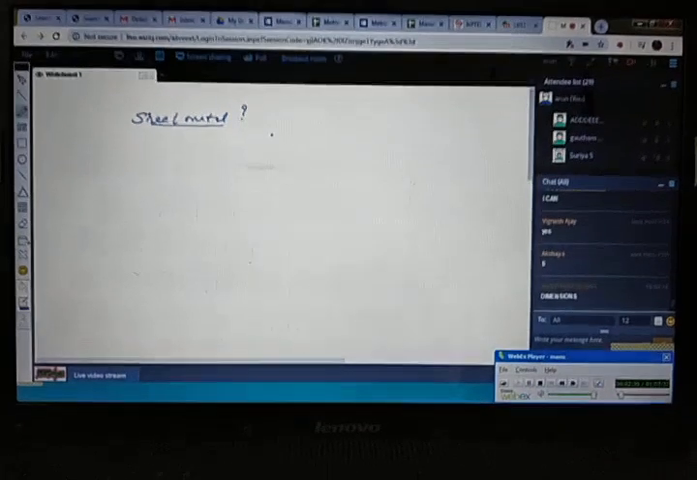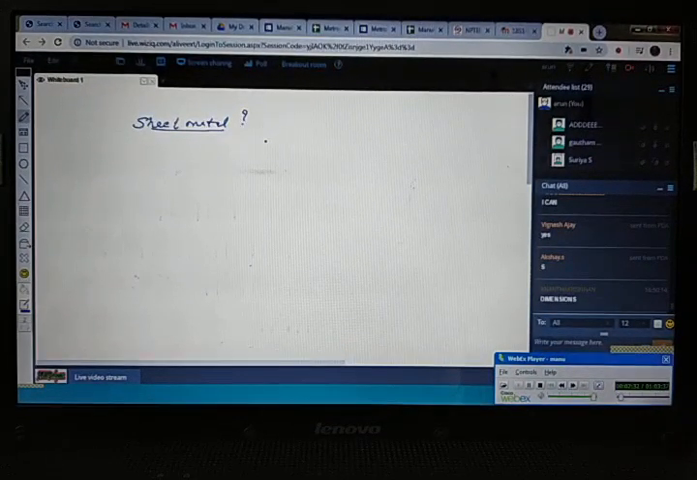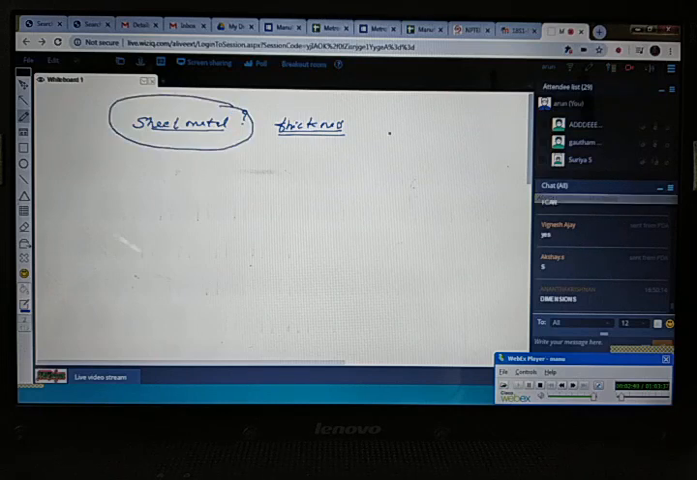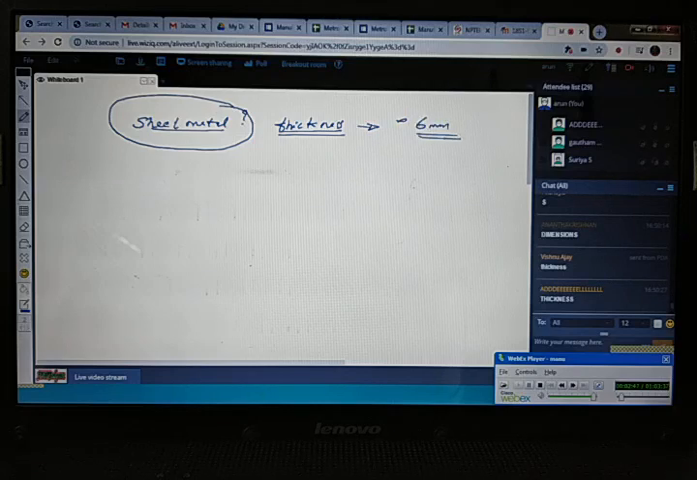Yes, you might have seen certain variations in the dimensions. The main dimension is the thickness. The thickness of sheet metal should be less than 6 millimeters. Materials having a thickness of less than 6 millimeters are considered sheet metal.